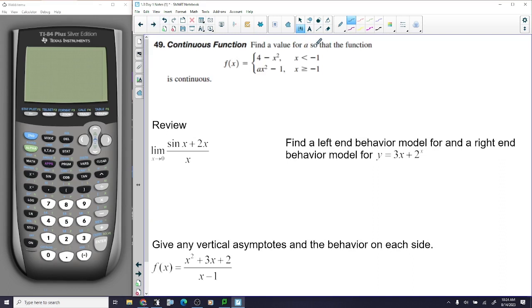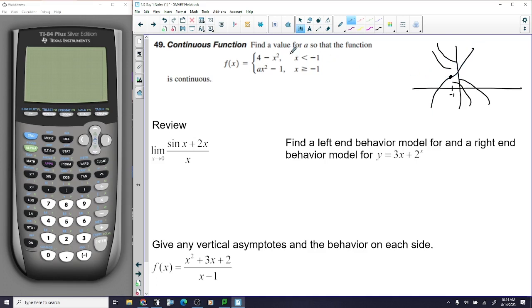Find a value for a so that the function is continuous. So this parabola is a continuous function, and this parabola is a continuous function, but we need them to meet at the same place in order for this to be continuous. If the two branches meet at different values, say over here at -1, that's not a continuous function. Well, if the two sides are meeting at the same point, that's a continuous function.